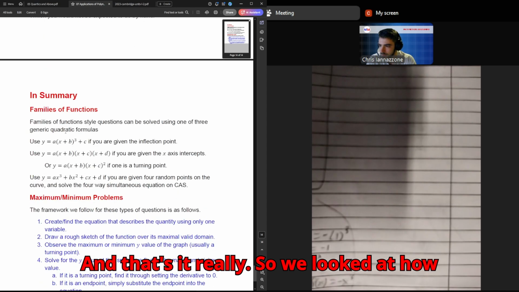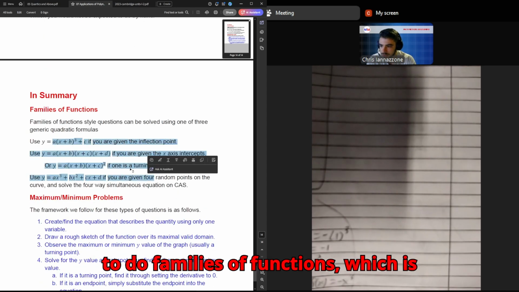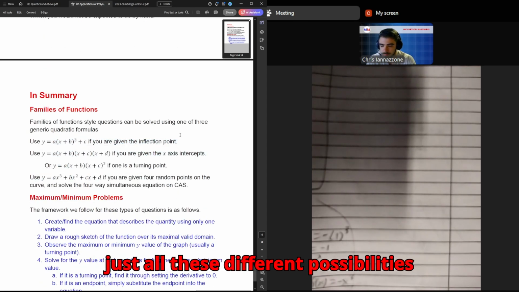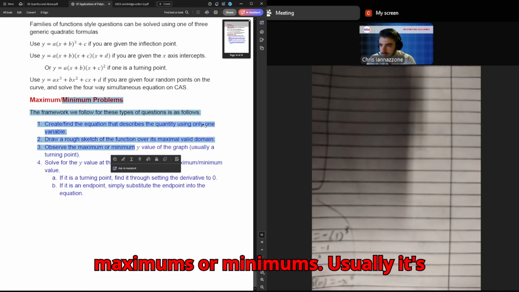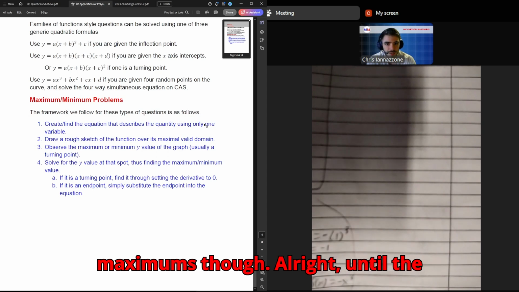And that's it really. So we looked at how to do families of functions, which is just all these different possibilities for cubics, and then how you can solve maximums or minimums. Usually it's maximums though. Alright, till the next one.